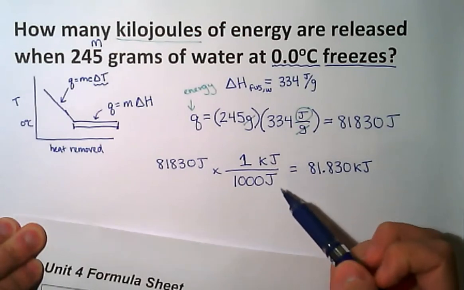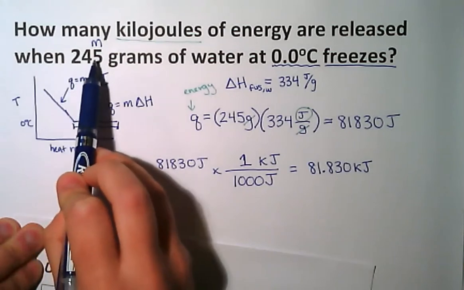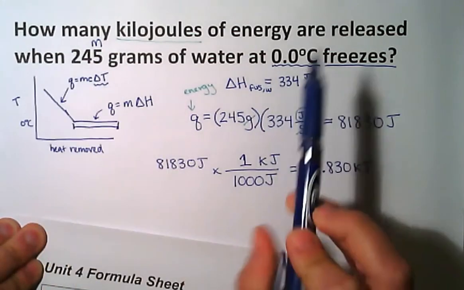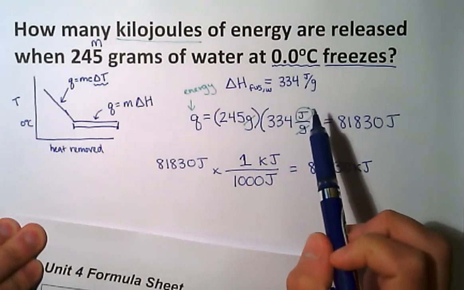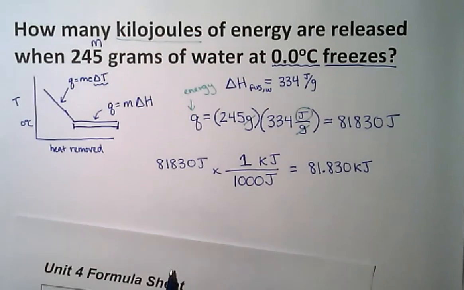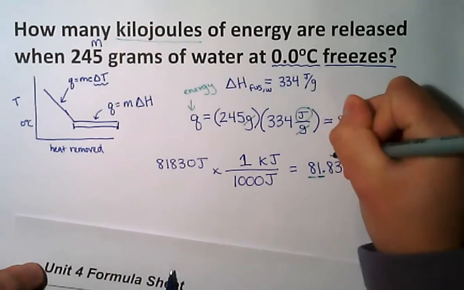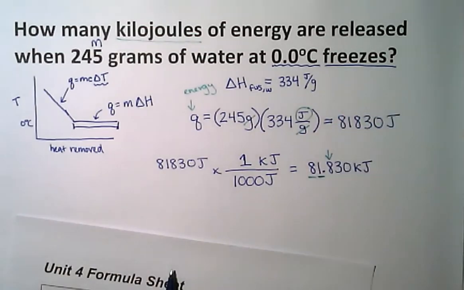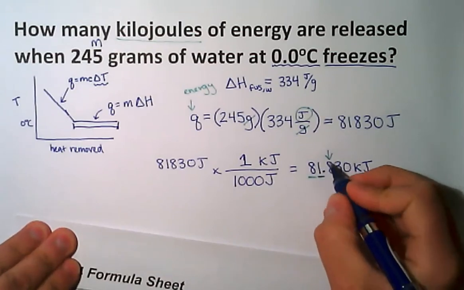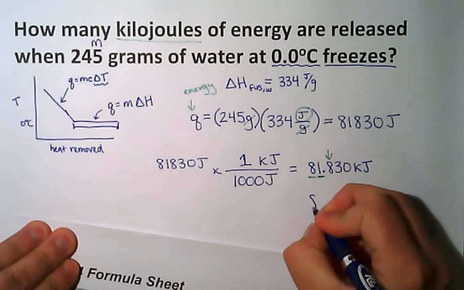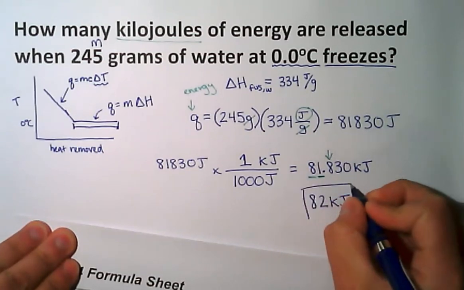Then our last step, we have it in kilojoules. Our last step is just to round correctly to significant figures. We look back at our problem. 245 has 3 significant figures, and then 0.0 has 2 significant figures. We are going to round our final answer to 2 significant figures. So we will keep the 8 and the 1, and then we'll look at that next digit to decide whether the 1 is going to stay a 1 or round up to a 2. Since the 8 is bigger than 5, we're going to round to 82 kilojoules. And that is our final answer.